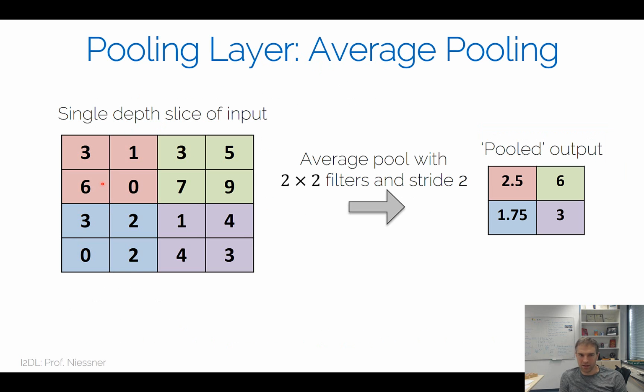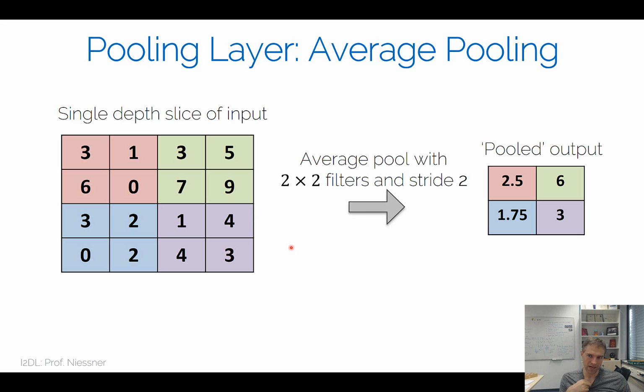Okay, so something I hadn't mentioned yet: we can take different operators here. Instead of max pooling, you can also take average pooling. Average pooling, same idea, except that instead of computing a maximum, you're simply computing the average of the numbers. So here we have the average of 3 plus 1 plus 6 divided by 4, that's 2.5. 3 plus 5 plus 7 plus 9 divided by 4 is 6, and so on.